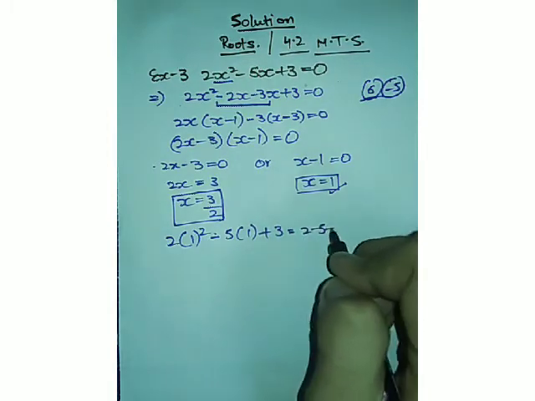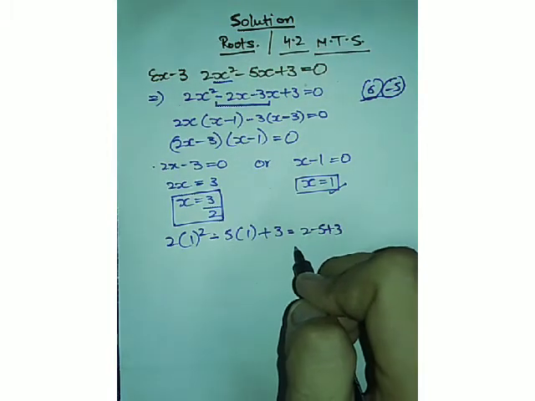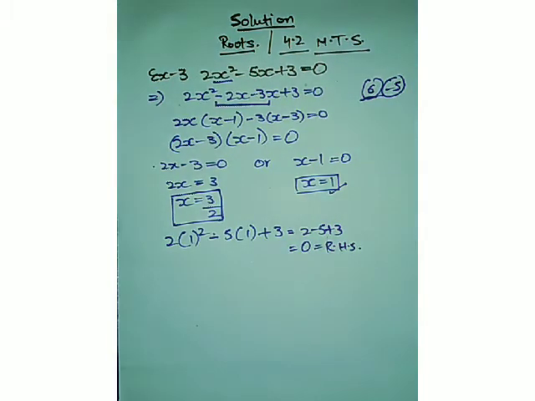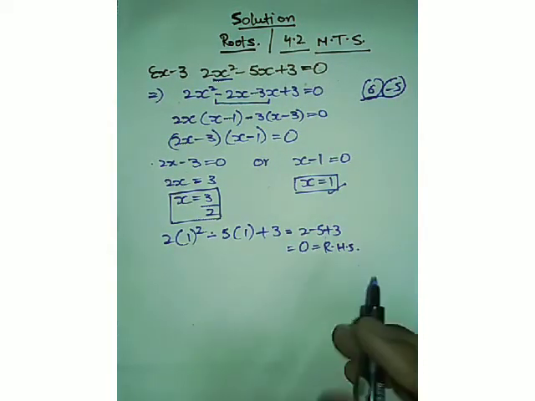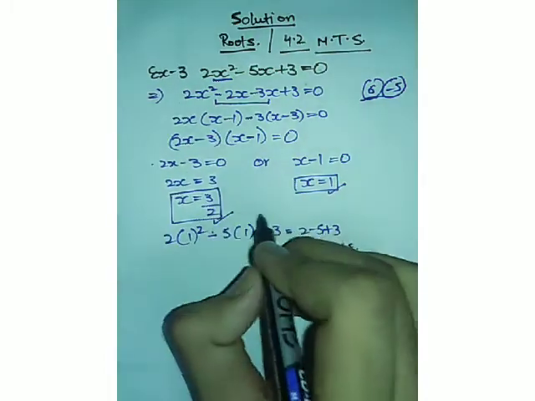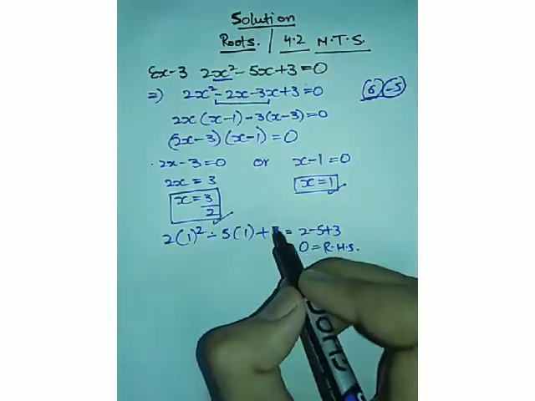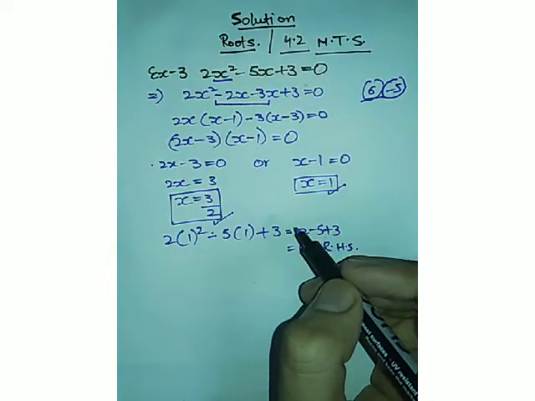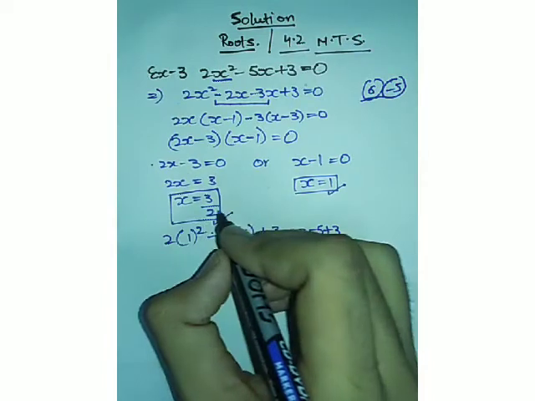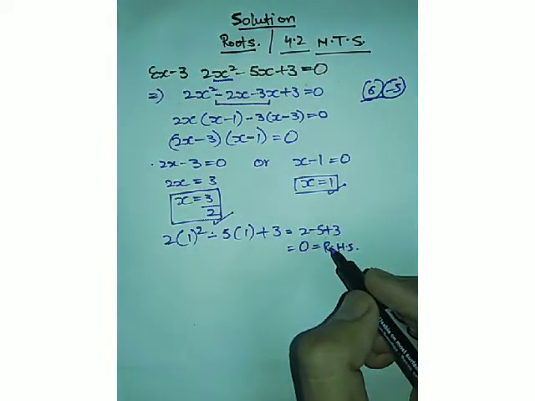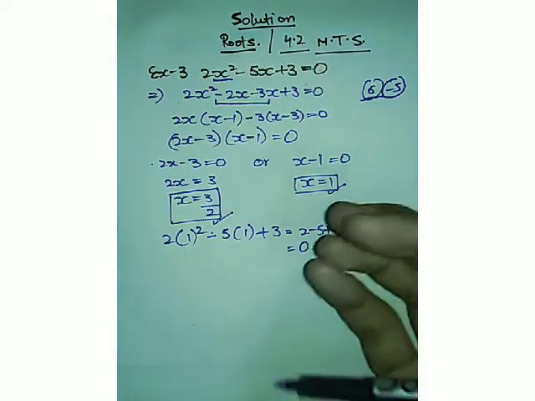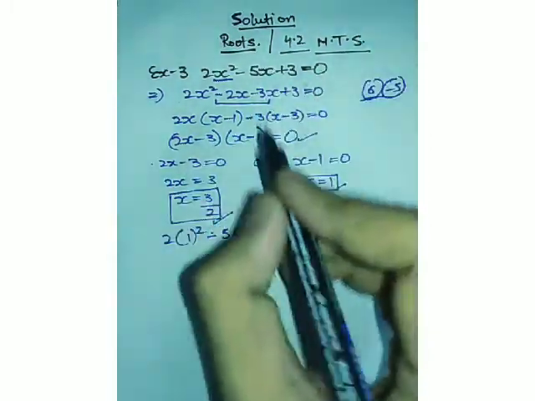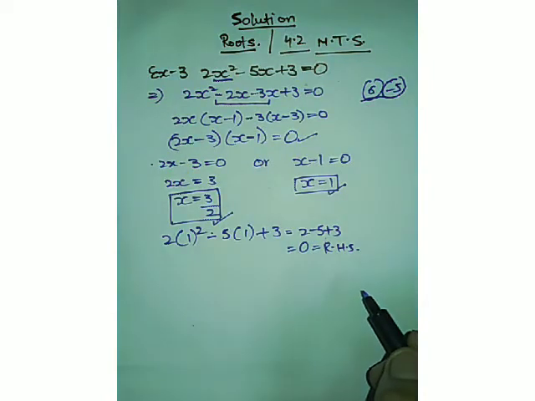2 - 5 + 3: 2 - 5 is -3, -3 + 3 = 0, which is equal to the RHS. It means x = 1 is a root of the given equation. Similarly, you can check if 3/2 is satisfying, and I can assure you that it is satisfying the given equation. It means you have found your two roots, x = 3/2 and x = 1. So this is how you have to do factorization first, by splitting the middle term, and then you can find the roots of the given quadratic equation.